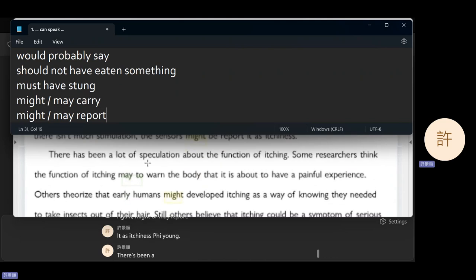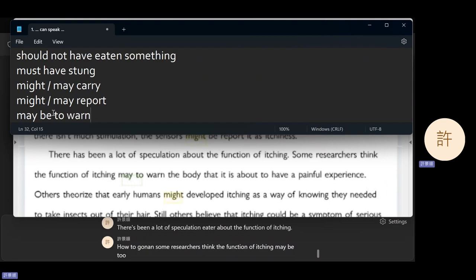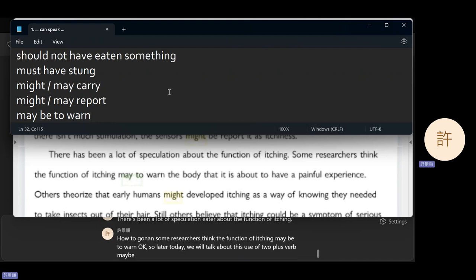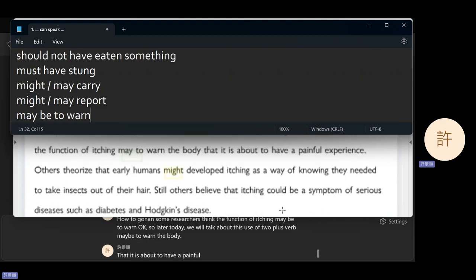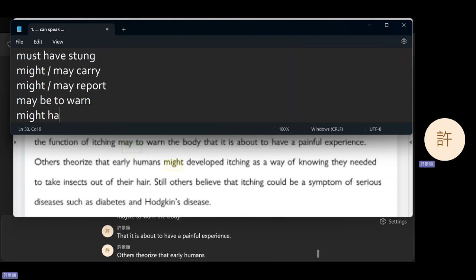There's been a lot of speculation, 臆测, about the function of itching, 它的功能. Some researchers think the function of itching may be to warn. Okay, so later today we will talk about this use of to plus verb. Maybe to warn the body that it is about to have a painful experience. Others theorize that early humans might have developed itching as a way of knowing they needed to take insects out of their hair.